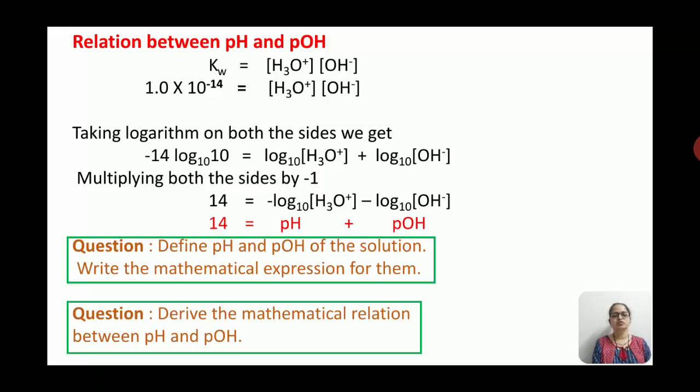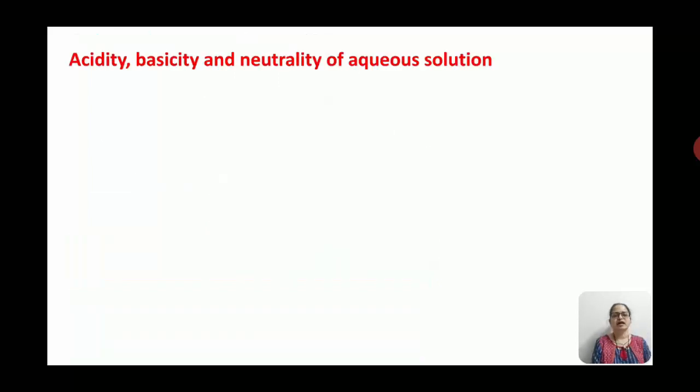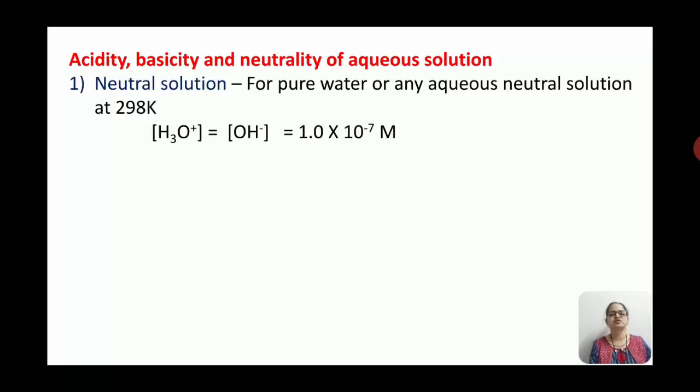On this, you may get a question, that is, define pH and pOH of the solution, write the mathematical expression for them. Or you may get a question like, derive the mathematical relation between pH and pOH. Now acidity, basicity and neutrality of aqueous solution. First of all, we will take neutral solution.